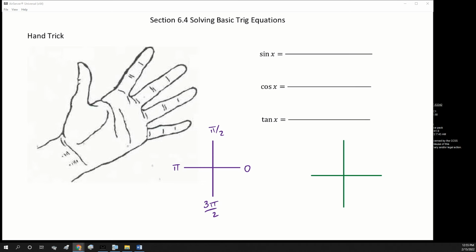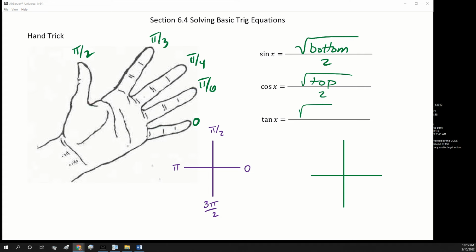Okay, so I wanted you all to go ahead and fill in your angles. So I hope you did that. Double check yourself and me. All right, and then if you are going to use the hand trick to find the sine of an angle, what do you do? Good. What about cosine? What about tangent? Good job.